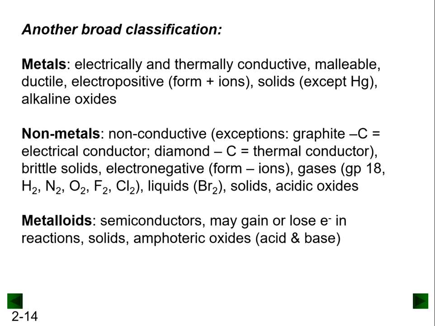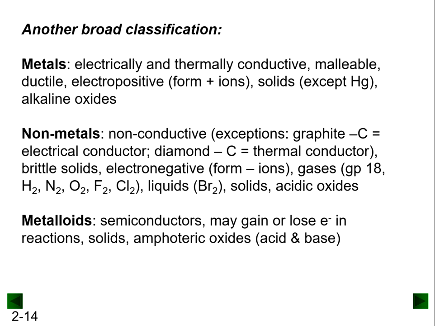Metals tend to be electropositive. That means they form positive ions in their compounds. They give up electrons. They can be reducing agents. We'll see what that means later. Metals are solids excepting for one element, and that is mercury. They tend to form oxides that are alkaline.